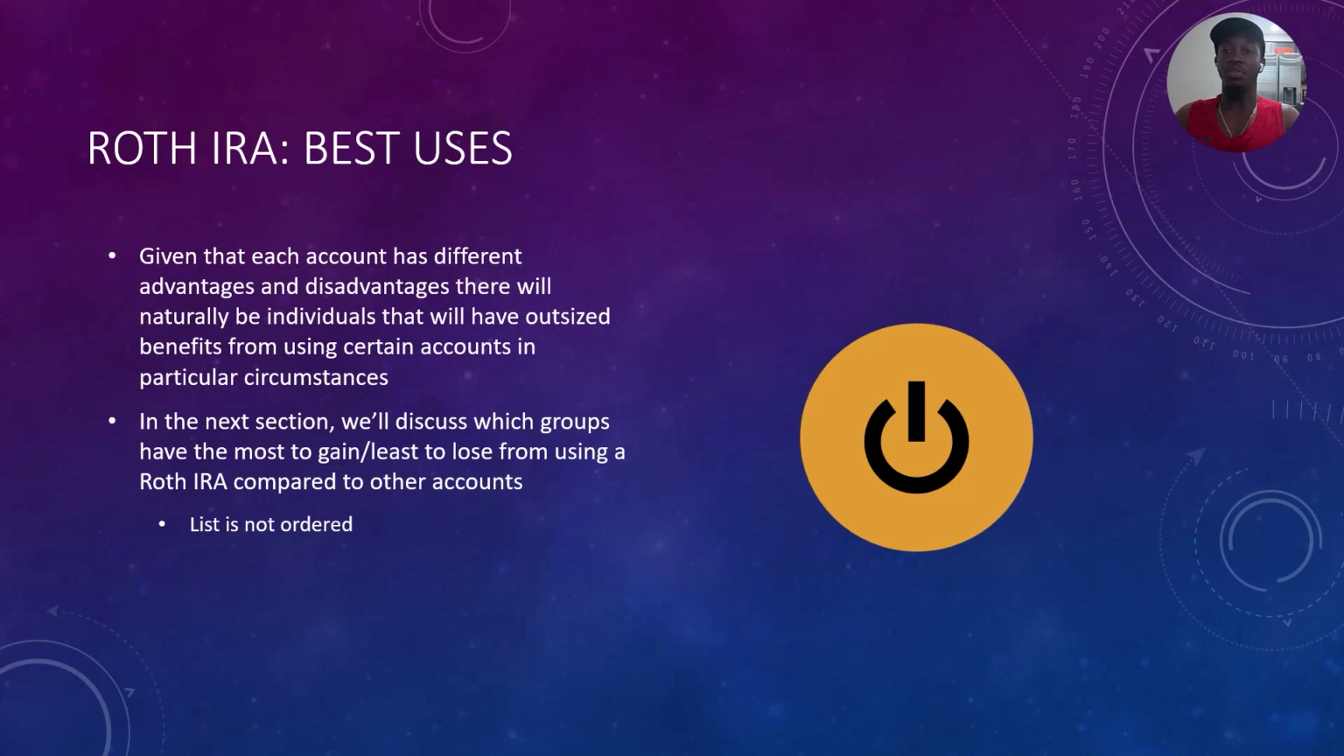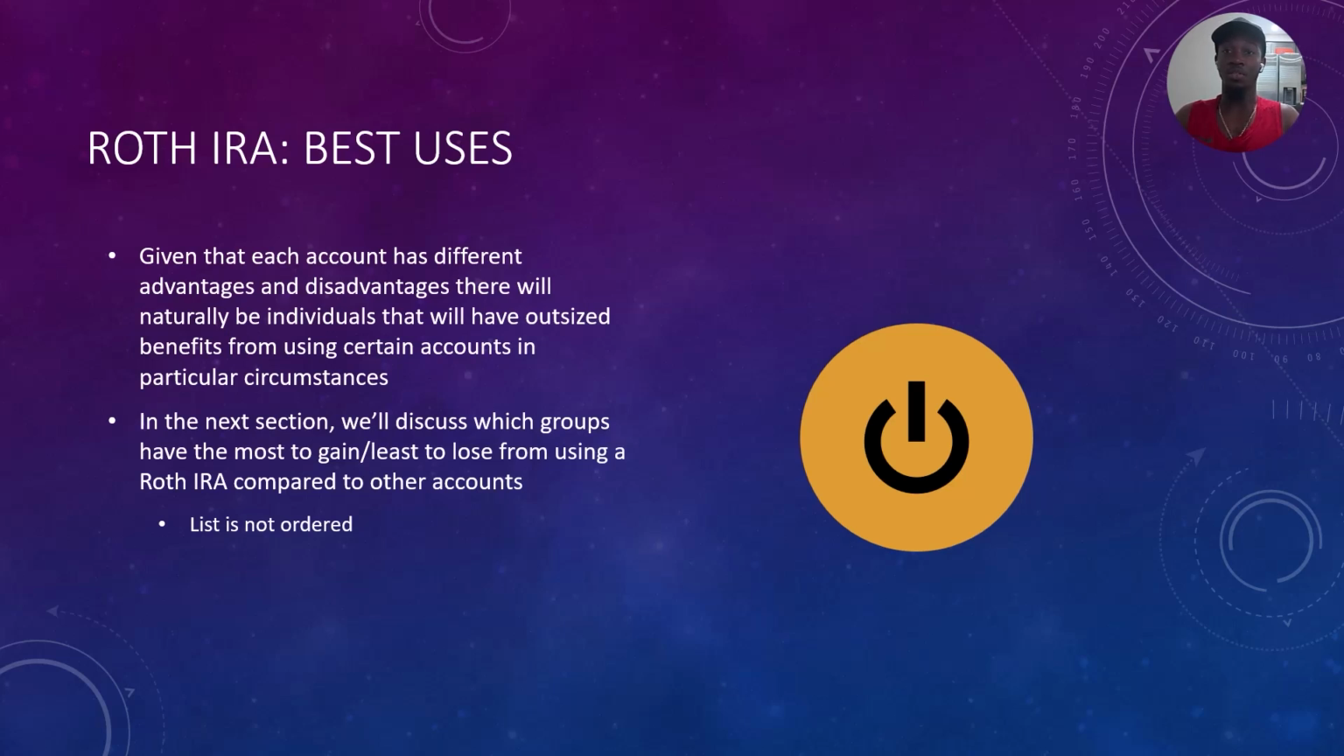So best uses just means that for your particular situation, would this account maximize the return that you could conceivably get from using this account versus other accounts? These particular lists, when I do these for best uses, they're not ordered. They're just kind of off the cuff, and then we'll talk about them. So let's get into the best uses.